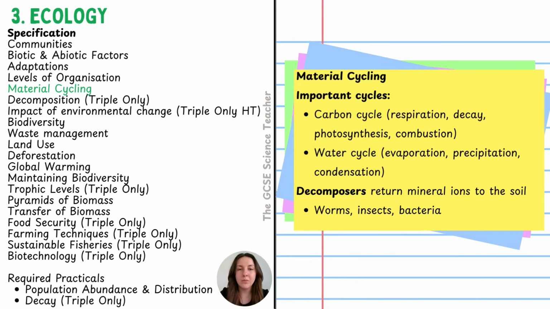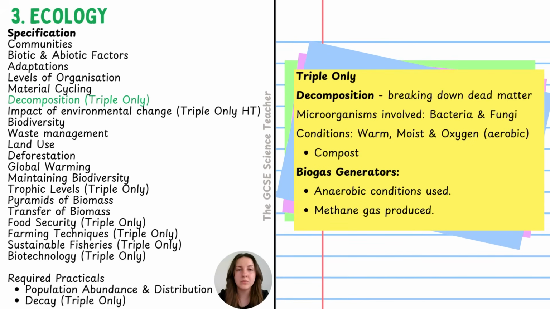and condensation. Decomposers play an important role in material cycling because they return mineral ions to the soil, so worms, insects, bacteria all play their part. This is the breaking down of dead matter. Microorganisms involved are bacteria and fungi, and you need warm, moist, and oxygen or aerobic conditions for this to thrive. And often you are asked about compost as a key example. Biogas generators use anaerobic conditions and methane gas is produced.